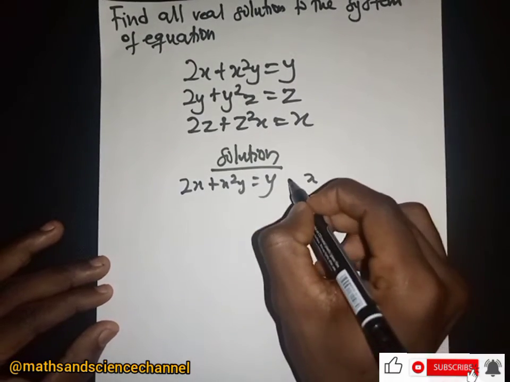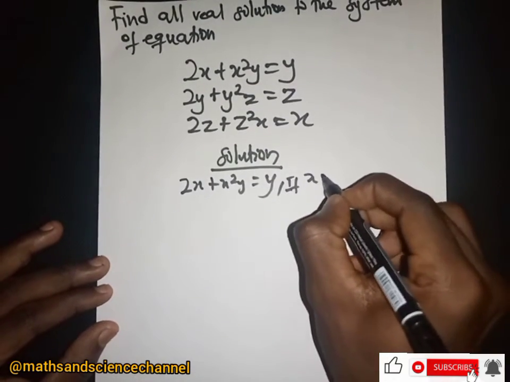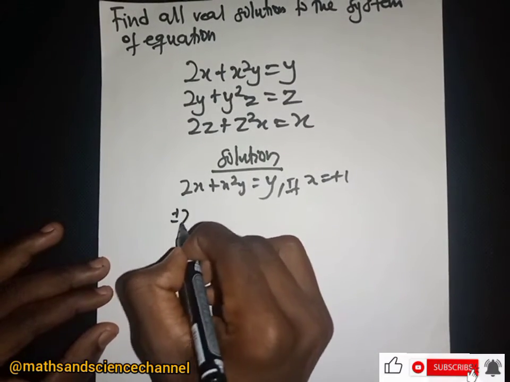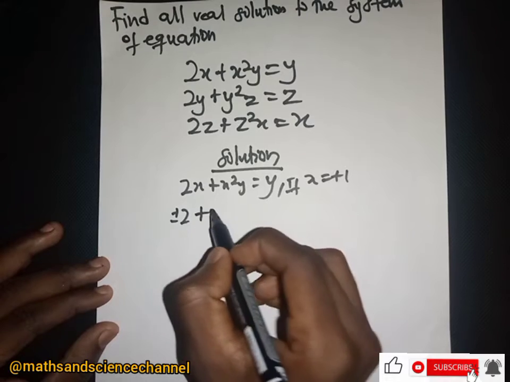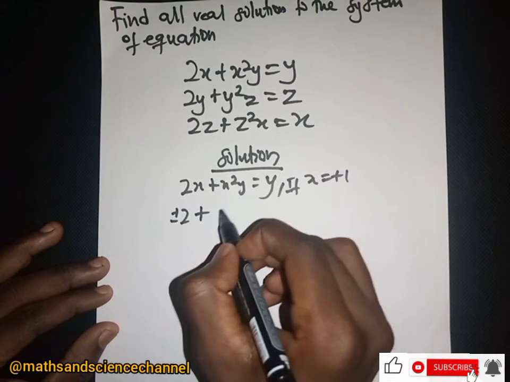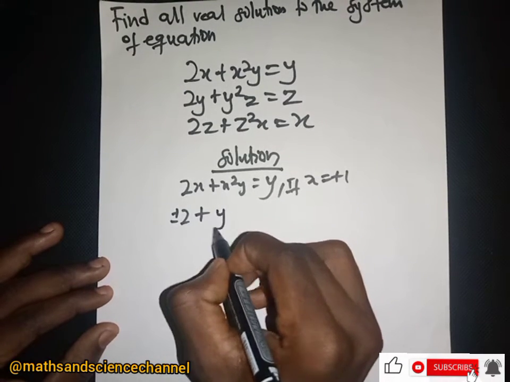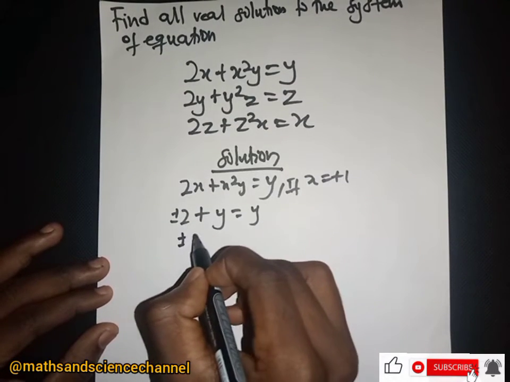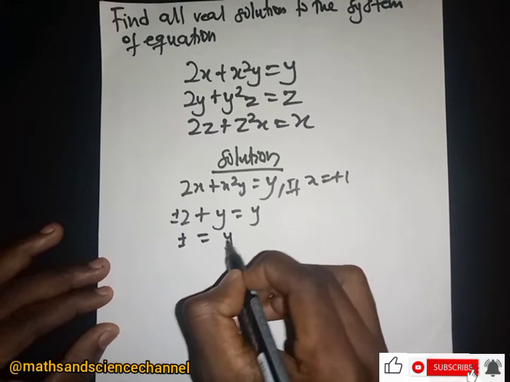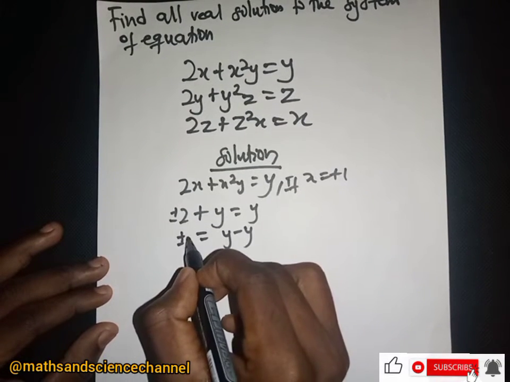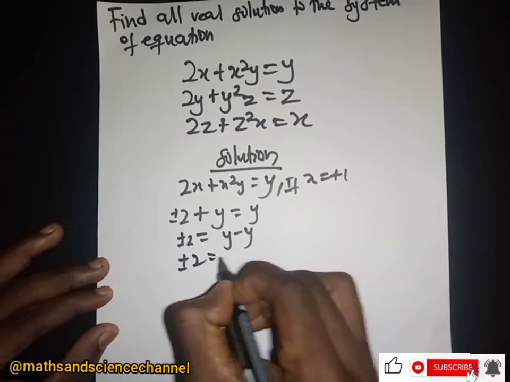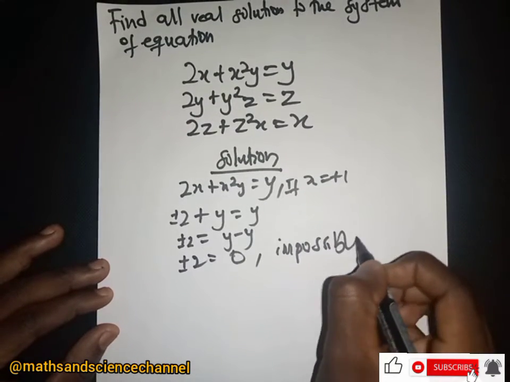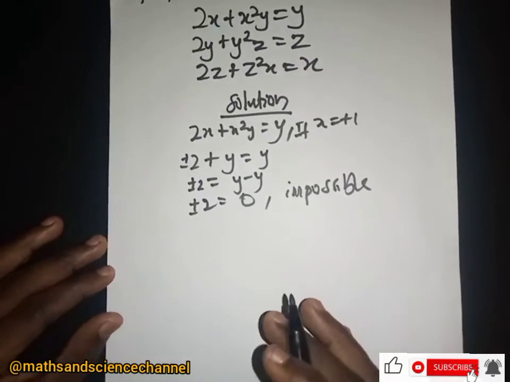So if x is plus or minus 1, then in this case we have this term being, let's say, plus or minus 2. Then we have this term y being equal to just the y there, and we have plus or minus that being equal to y minus y, which is just equal to 0, and this is impossible. So we are going to use a different approach to do this altogether.